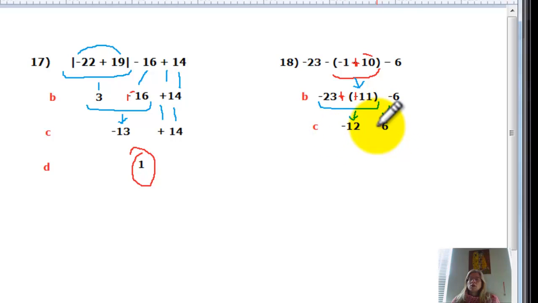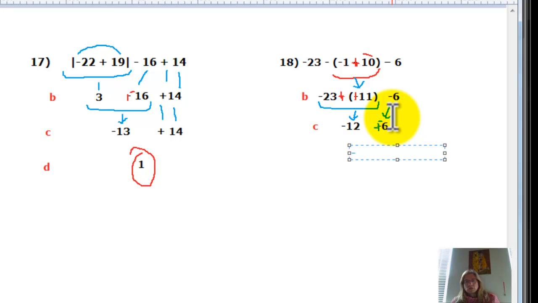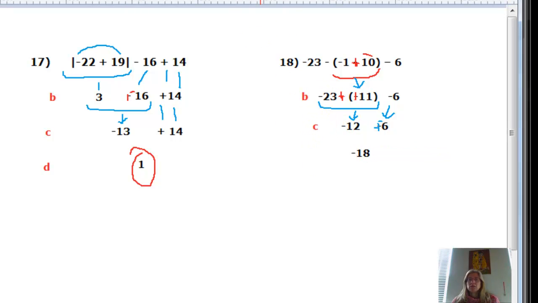So remember, change, it's minus plus the opposite. So we're going to say plus the opposite. So negative 12 plus negative 6 is then an answer of negative 18. Because when you add two numbers that have the same sign, you keep the negative sign. So it's negative 18. And that's the answer to number 18.